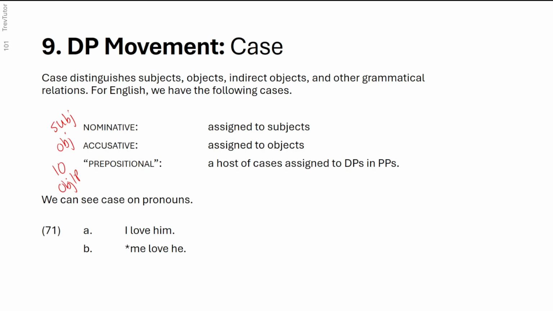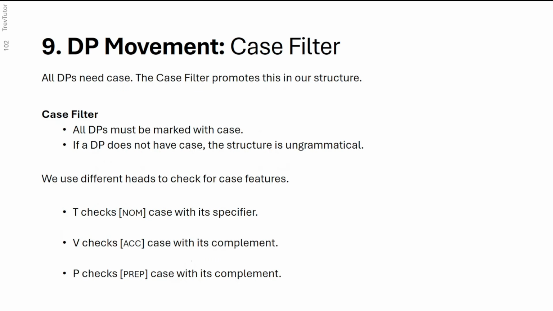And case in English only really appears on pronouns. So we know if we say a sentence like I love him, that I and him have to be in certain forms. I is in the nominative case in this sentence, and him is in the accusative case. If we flip these around and we put the accusative case on I to form me, and the nominative case on him to form he, then we get an ungrammatical sentence. And that's because subjects have to be nominative and objects have to be accusative.